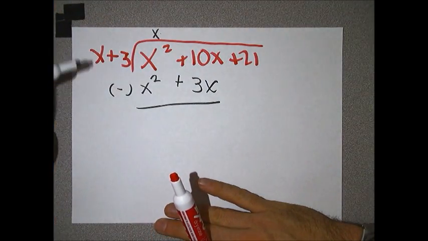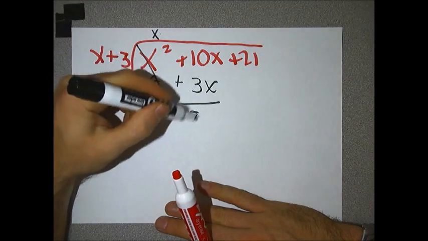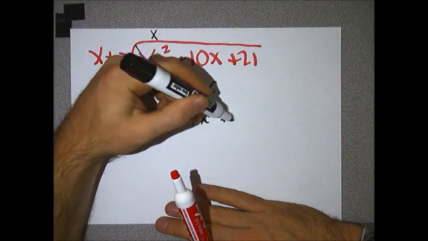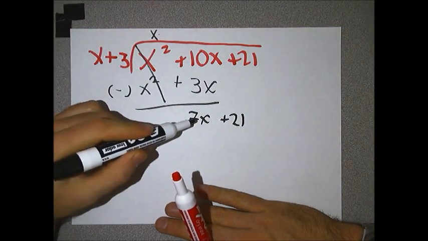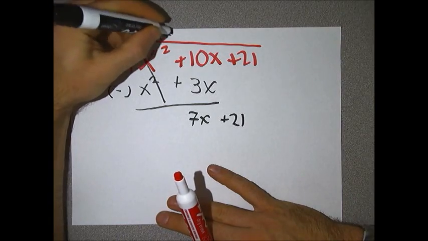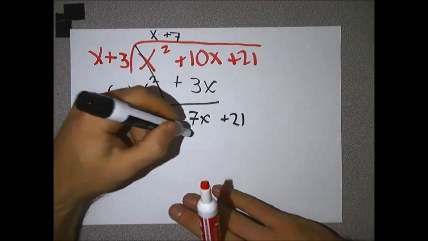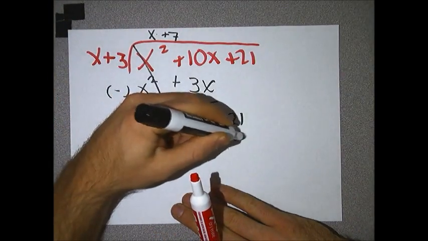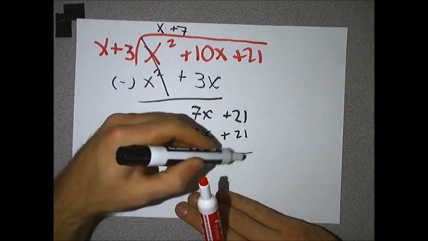We subtract. That goes away. Leaves me 7x. I bring down my 21. X times what is 7x? 7. Multiply, and that gives me 7x plus 21. I subtract. I have no remainder.